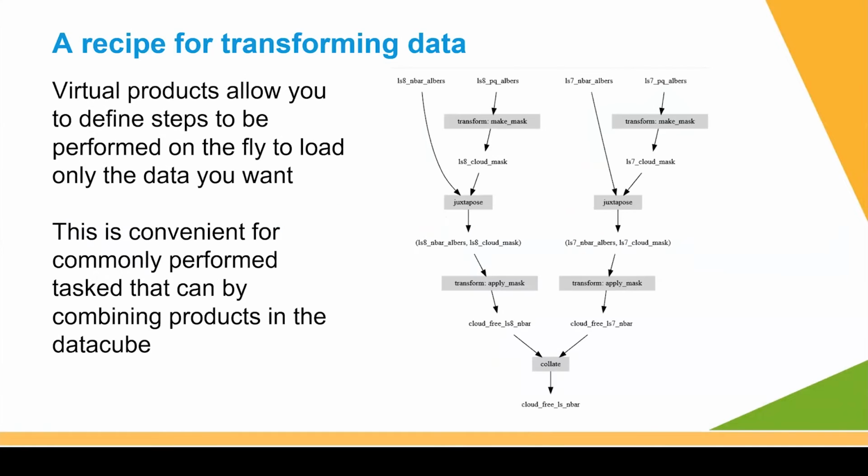Virtual products are basically a way to define a recipe for transforming your data, that you could access sort of like a regular product, like you normally do from the Data Cube. And you can use it to define a pipeline. If you can break down your analysis into some simple steps, and it's something that you do a lot, it may be very convenient for you to use a virtual product.